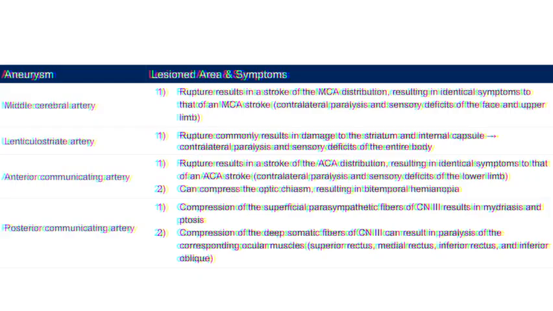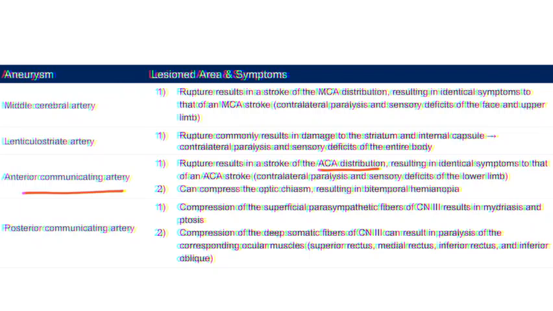This is table 8.5 from your text, which provides a list of clinically relevant aneurysms and the associated lesion area and symptoms. An aneurysm of the MCA, or the lenticulostriate arteries, is essentially identical to a stroke in these regions, which is clearly explained in table 8.4, so I'm not going to repeat this information. For step 1, you need to know that rupture of an aneurysm originating from the anterior communicating artery, or ACOM, can result in ischemia to the anterior cerebral artery, or ACA, distribution. Again, we already discussed a stroke of the ACA in table 8.4, so I'm not going to repeat that.